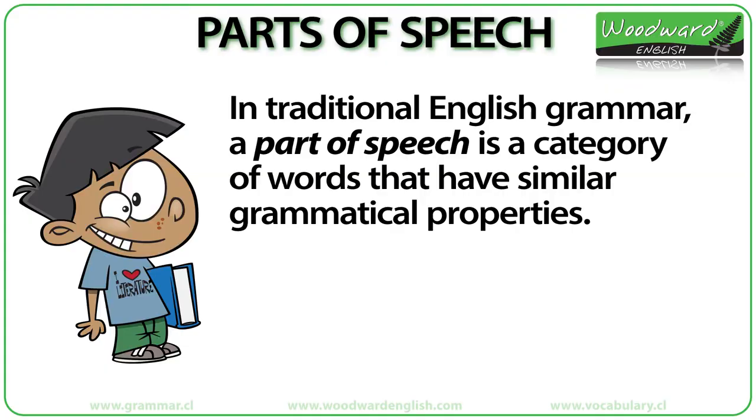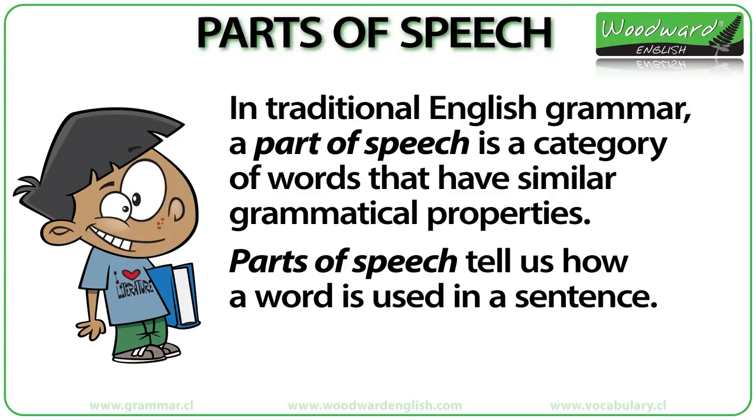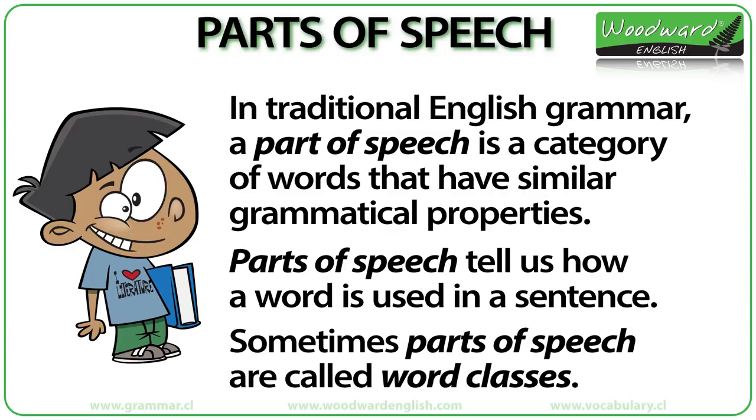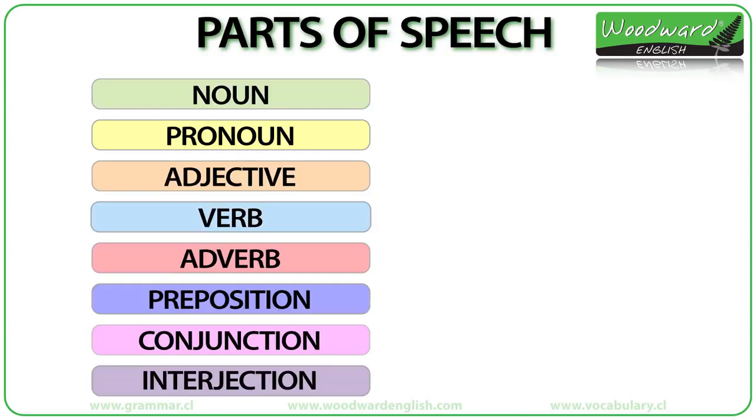In traditional English grammar, a part of speech is a category of words that have similar grammatical properties. Parts of speech tell us how a word is used in a sentence. Sometimes parts of speech are called word classes. There are 8 main parts of speech in English: nouns, pronouns, adjectives, verbs, adverbs, prepositions, conjunctions, and interjections.